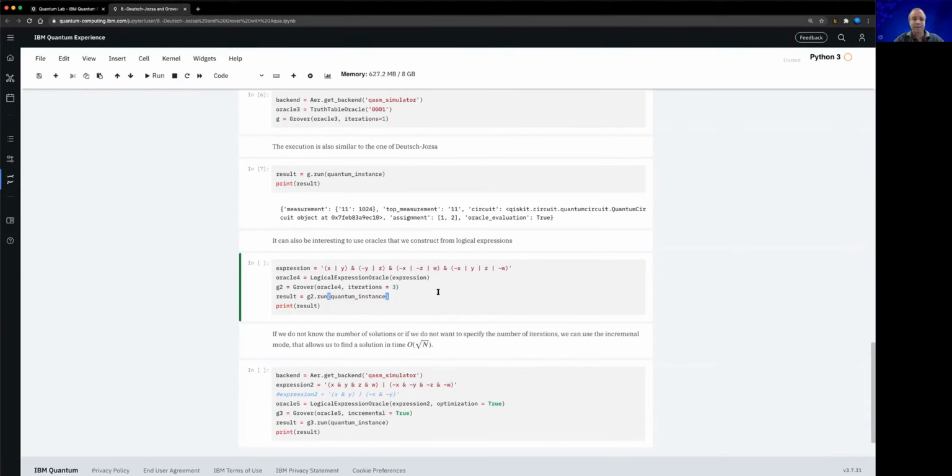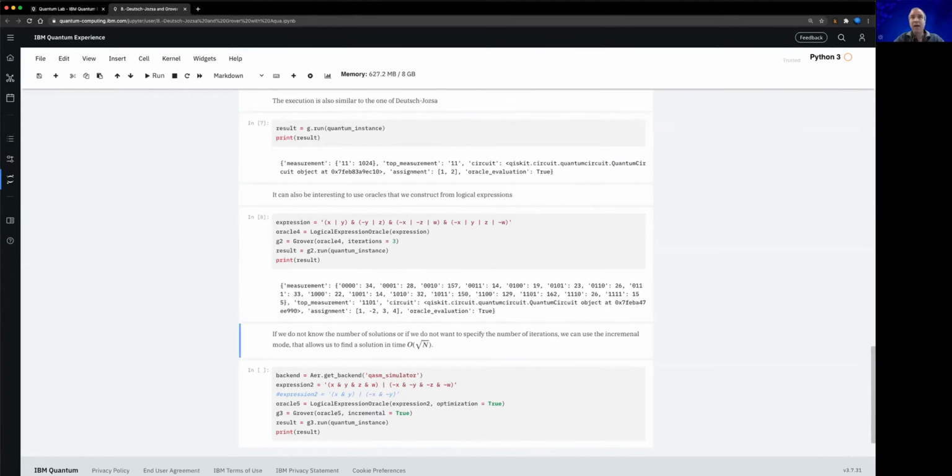And I can define an oracle with this expression, and I can run the Grover algorithm, for instance, for 3 iterations. And again, I have here the different pieces of information that the execution of the algorithm returns. So now you see that we have measured several different elements, but the most frequent one is this string.